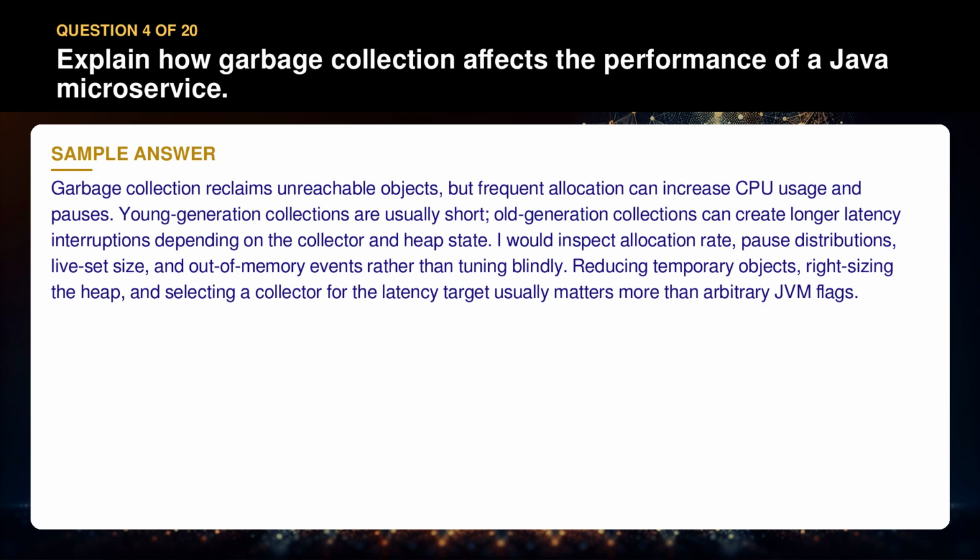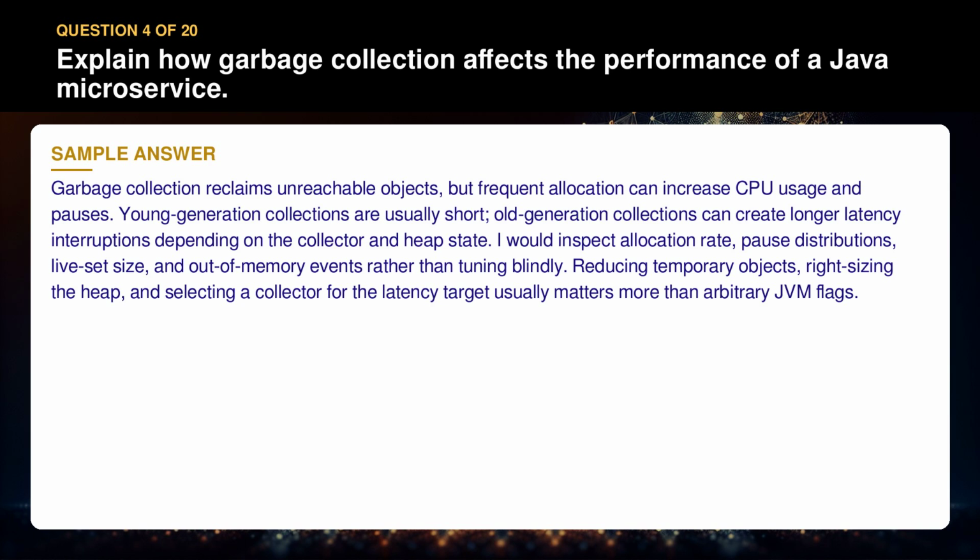I would inspect allocation rate, pause distributions, live set size, and out-of-memory events rather than tuning blindly. Reducing temporary objects, right-sizing the heap, and selecting a collector for the latency target usually matters more than arbitrary JVM flags.